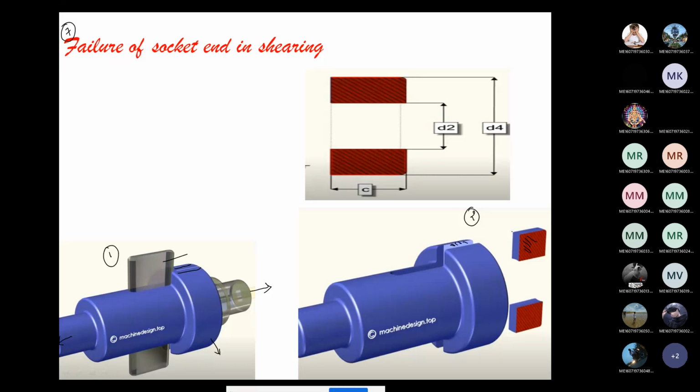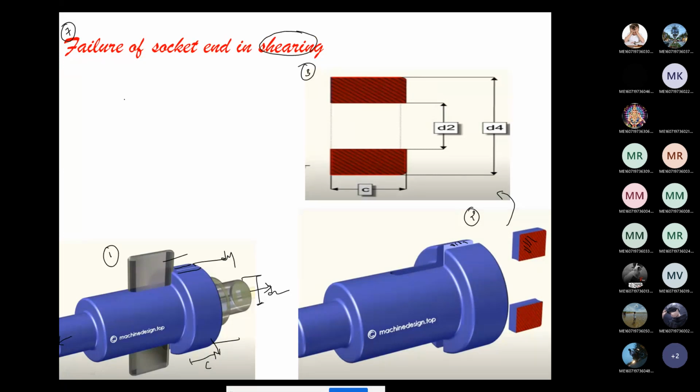Okay, this one I'm drawing here in the third image. So this is a width. This width of the collar is denoted by C, and the spigot rod diameter is D2, right? And the socket diameter is D4, right? So here I have written on the third image D2, D4, C. Now I'm talking about shearing here. Failure is happening in shear.